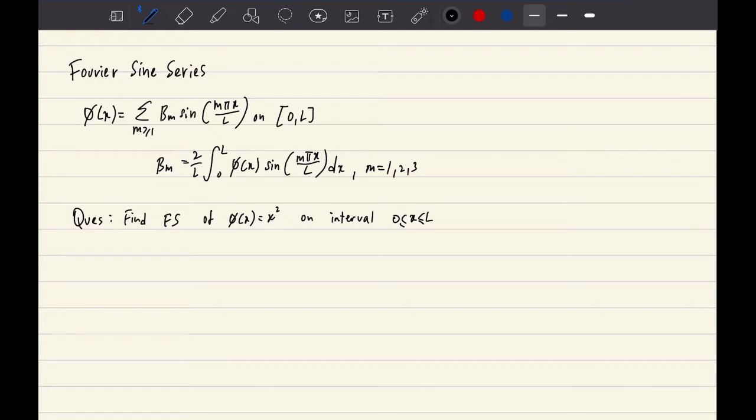So today we'll be learning about the Fourier sine series, which is one of my assignment questions. The question is to find a Fourier series of phi equal to x squared on an interval of 0 to L.